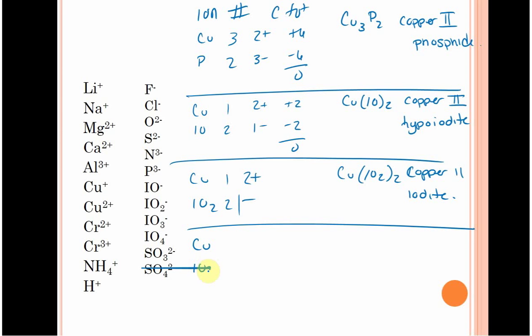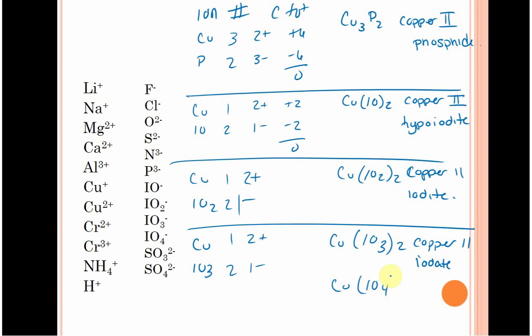Cu and IO3. This is 2 plus, 1 minus, 1 and 2. Cu, more than one polyatomic, so parentheses. For copper 2 iodate. Copper 2 periodate would just have a 4 instead of a 3. Oops.